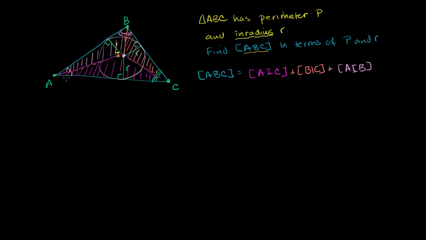Now, the area of AIC is going to be equal to 1/2 base times height. So this is going to be 1/2 the base, the length of AC, 1/2 AC times the height, times this altitude right over here, which is just going to be R, times R.